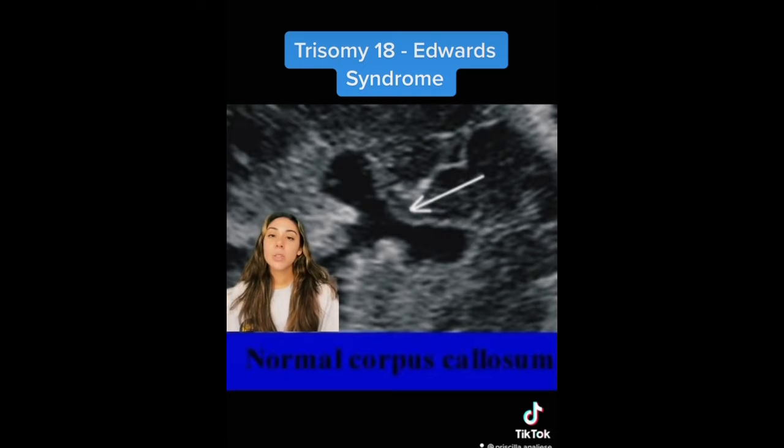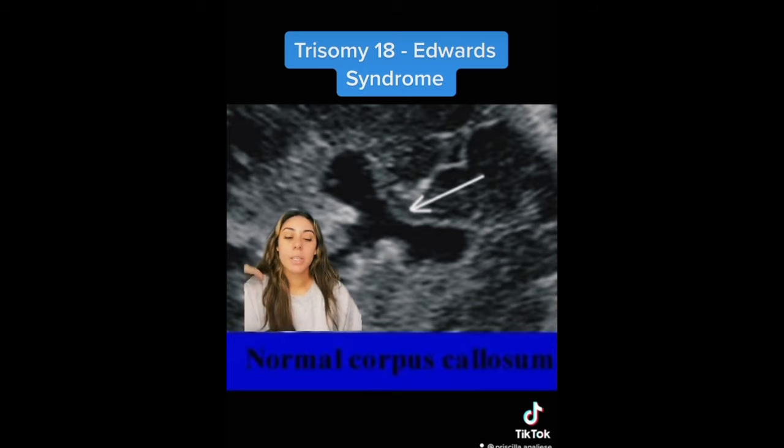Our next topic is trisomy 18, which is also called Edwards syndrome. It basically is an extra chromosome, which is number 18. This syndrome occurs in 1 in every 8,000 live births. The physical features to keep in mind have to do with the corpus callosum.